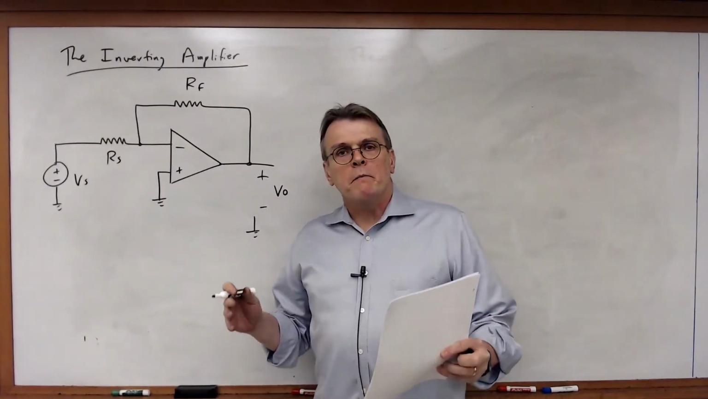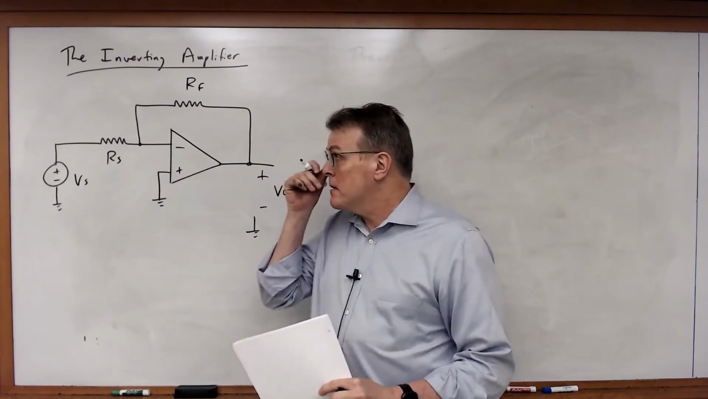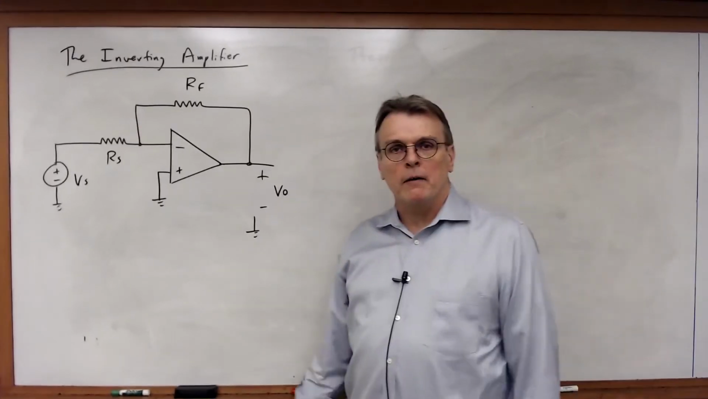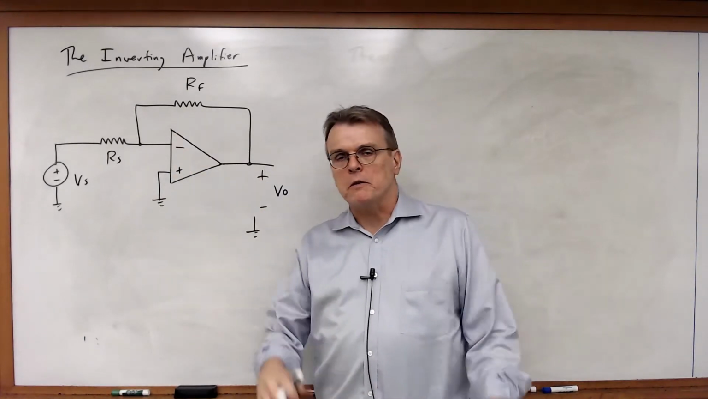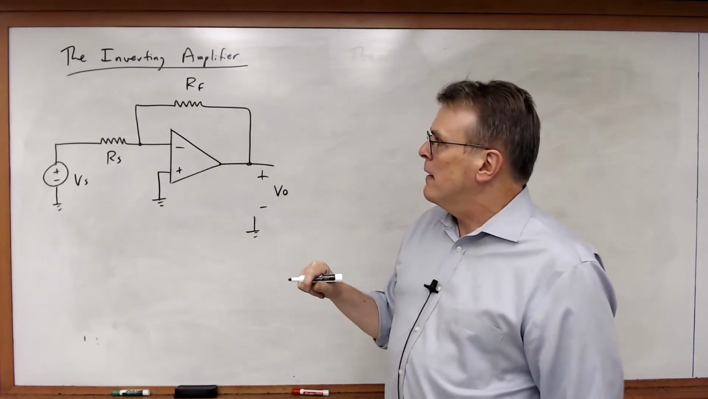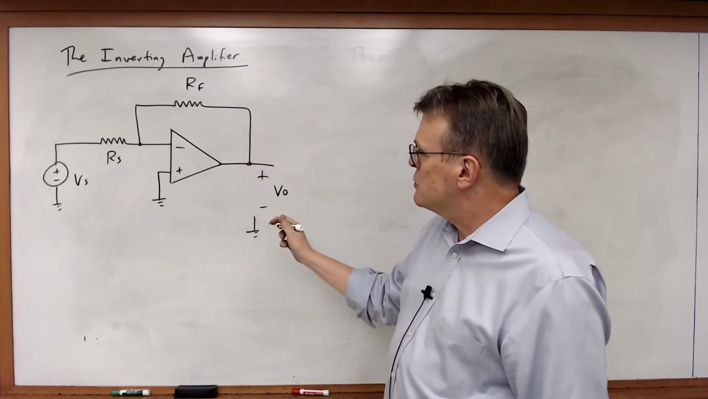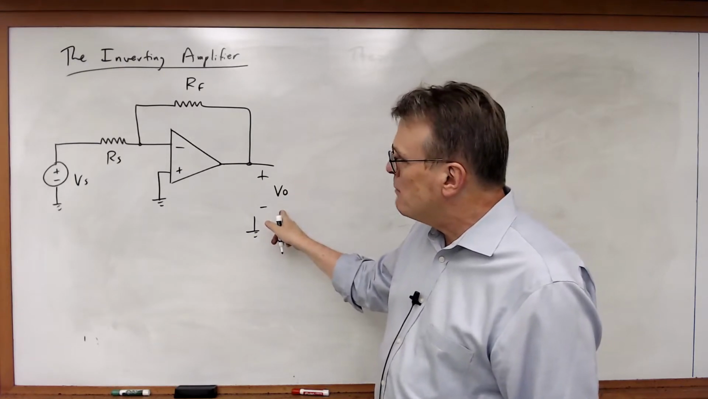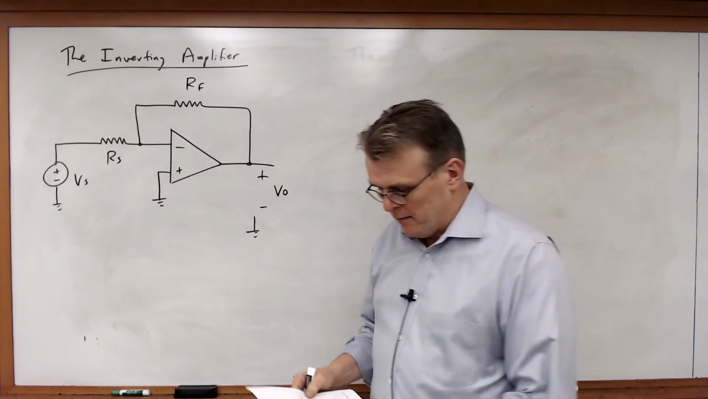Now let's look at one of the most common configurations for op-amp circuits, and this is called the inverting amplifier. And you will see variations of this type of circuit used in all different types of applications. So what is an inverting amplifier? Well, let's first analyze this and find out what the relationship is between the output voltage and this input voltage of V sub S with this circuit.